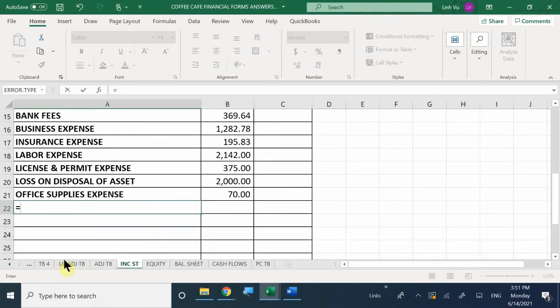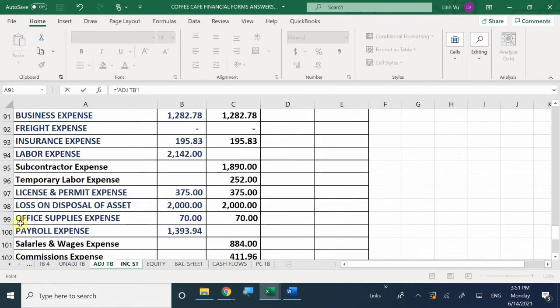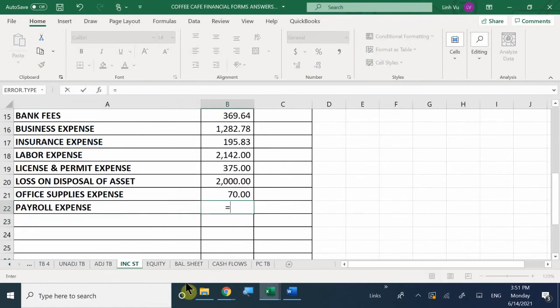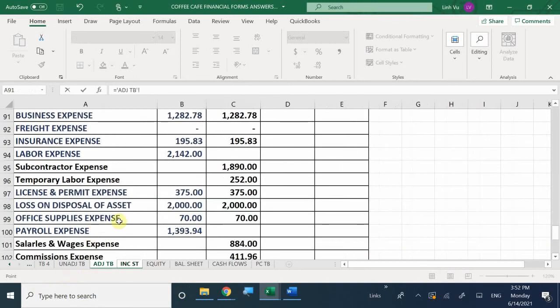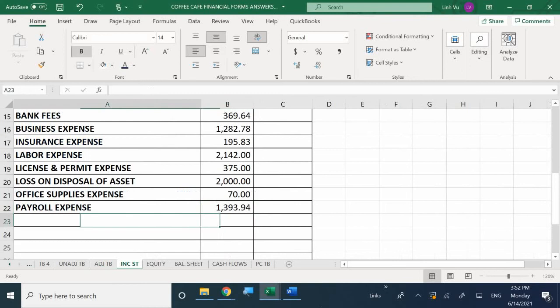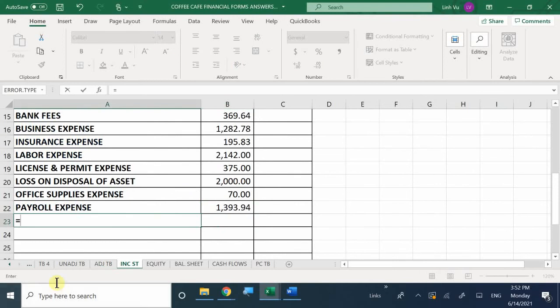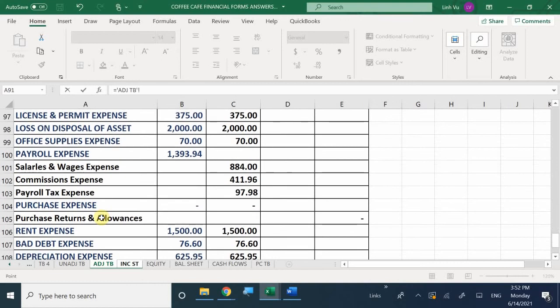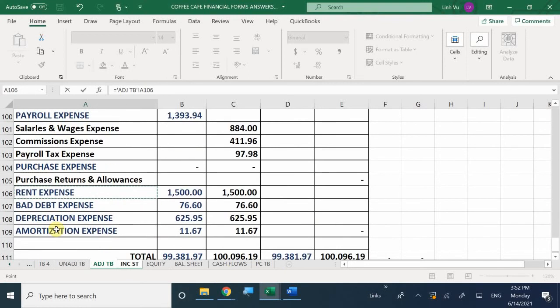Payroll, 1393.94. Okay. Rent expense. Oh, well, yeah, purchase. Yeah, there's no purchase returns and allowances, so rent expense is the next one. 1,500.